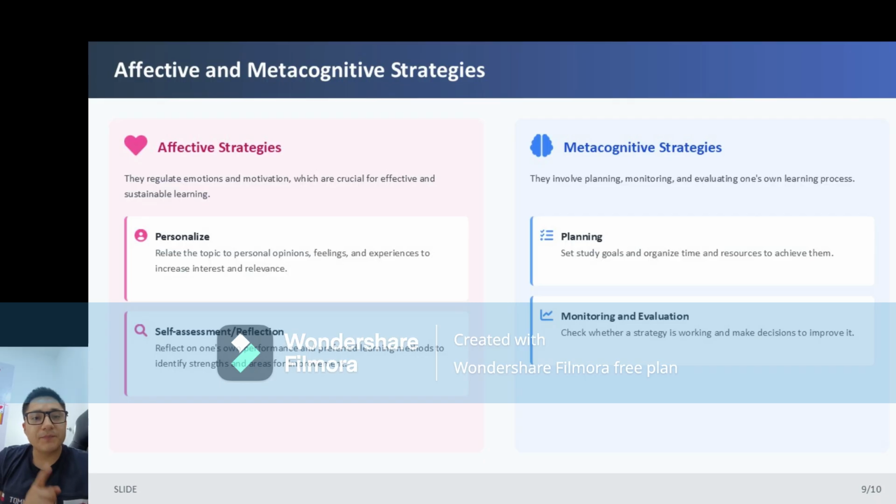Metacognitive strategies. These involve awareness and management of one's learning process. Planning: setting study goals and organizing time and resources to achieve them. Monitoring and evaluation: checking if a strategy is working and making adjustments to improve it. We have covered styles and strategies. Let's conclude by recapping the impact of this knowledge.